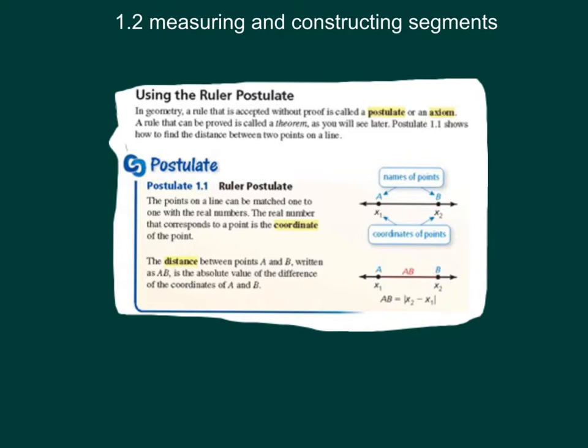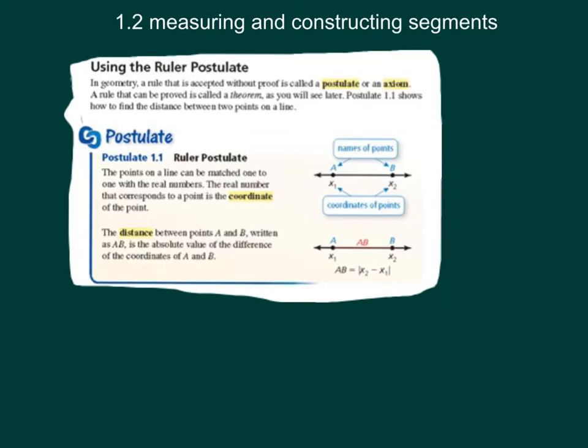As you'll see later, postulate 1.1 shows us how to find the distance between 2 points of a line. So if you look at postulate 1.1, we don't have to prove this now, okay? It's accepted. So the points on a line can be matched one-to-one with real numbers. The real number that corresponds to a point is the coordinate of the point.